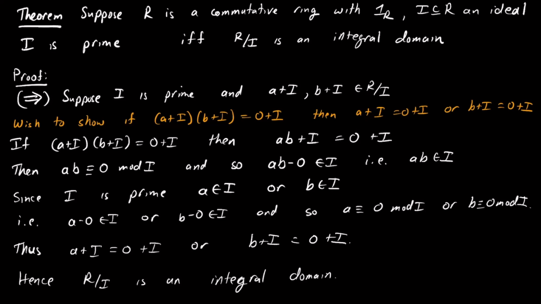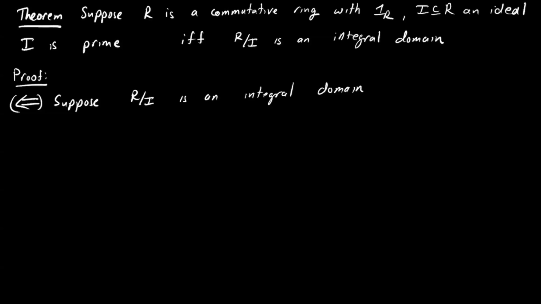Okay, so that completes the forward direction. Now let's clean up and do the backwards direction. The backwards direction is going to be quite similar in flavor. So I'll suppose that R mod I is an integral domain, and I'll suppose also that A times B is an element of I for some A and B in R.